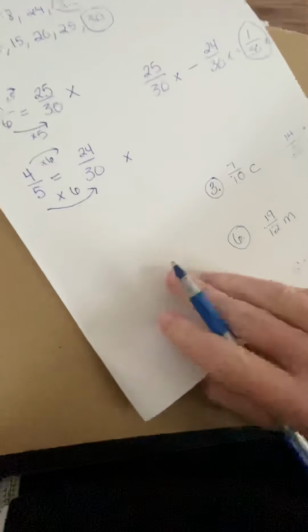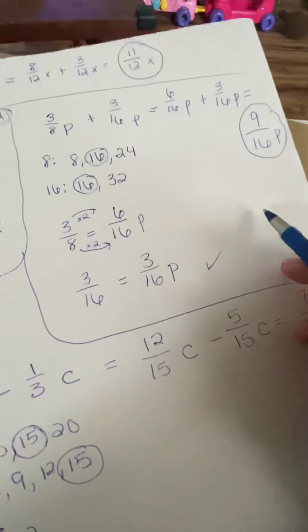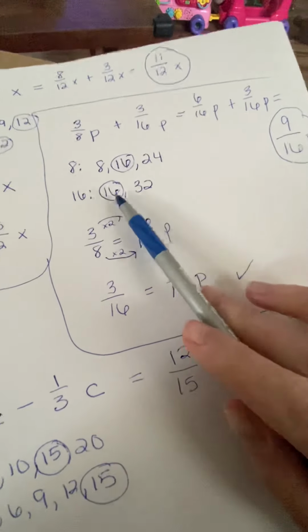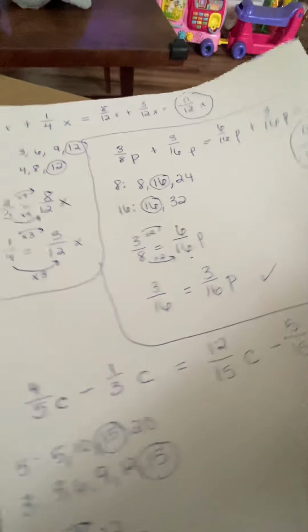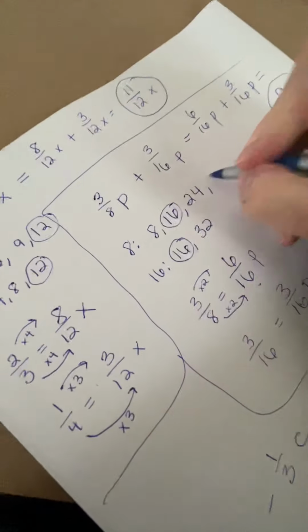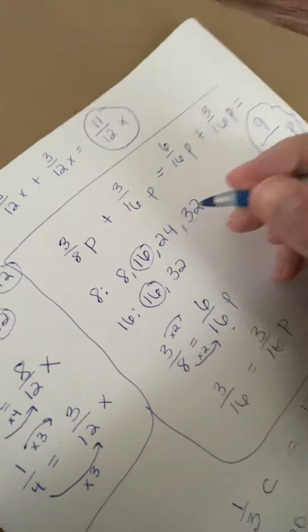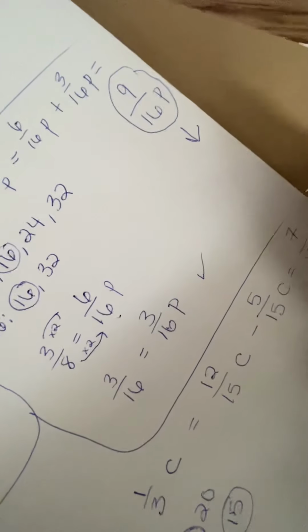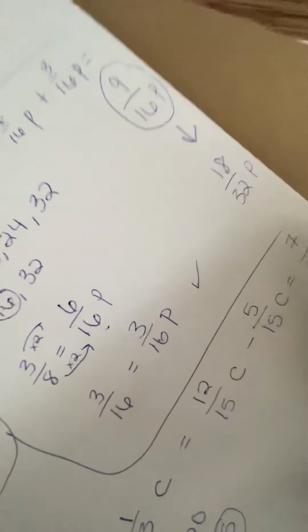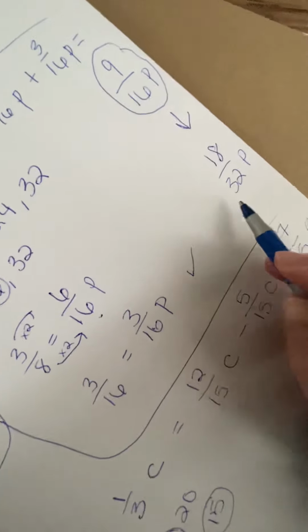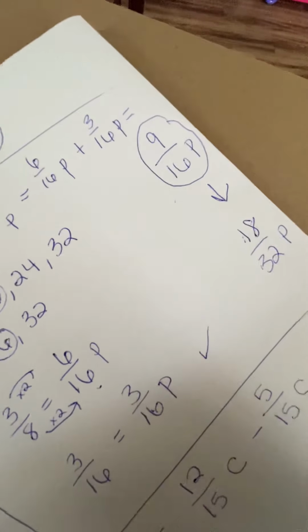Oh, I wanted to go back to this one. The least common denominator is 16, so I use 16ths. Some of you might have kept going and found 32. If you did use 32, your answer would have been 18/32 p, which again means you didn't simplify. Divide both of these by 2, you would get the same answer.